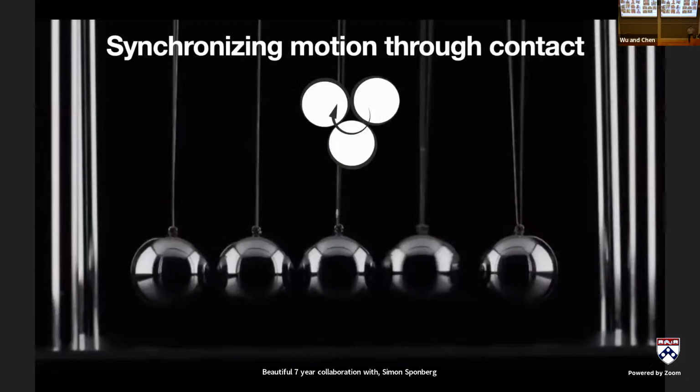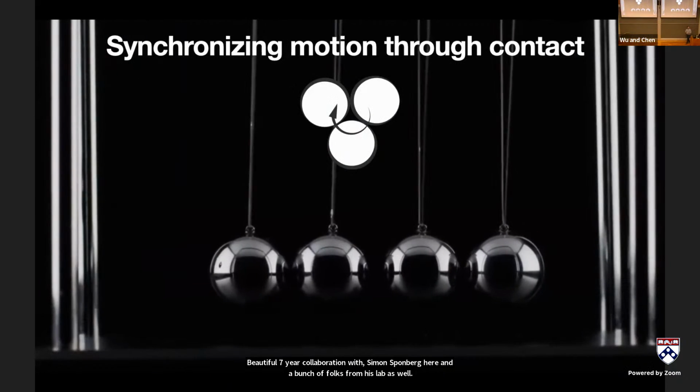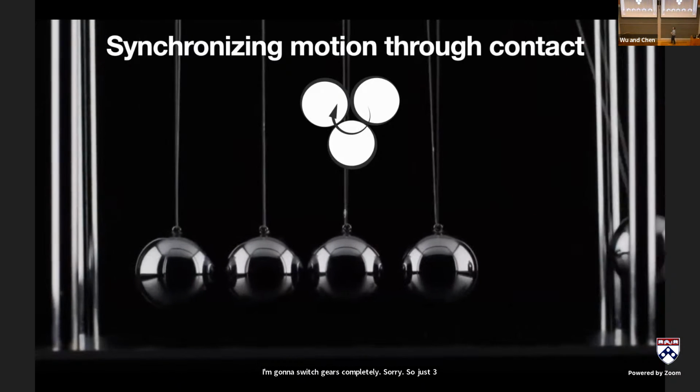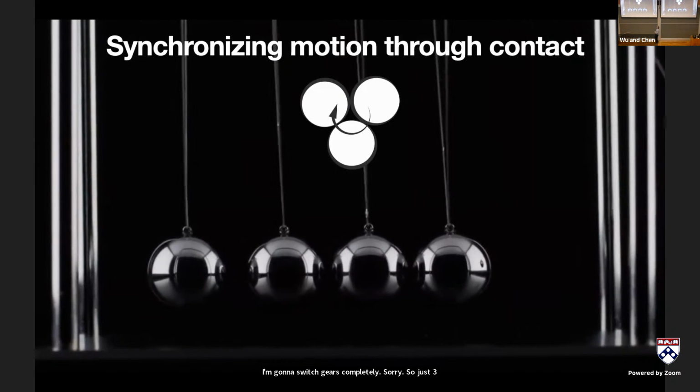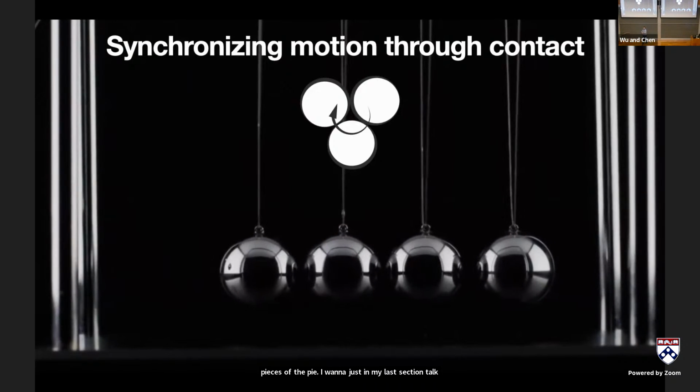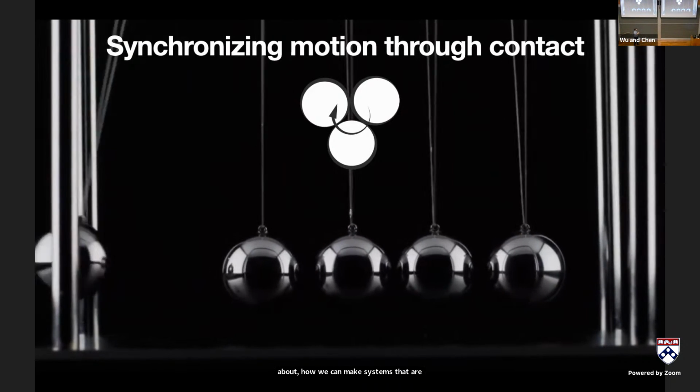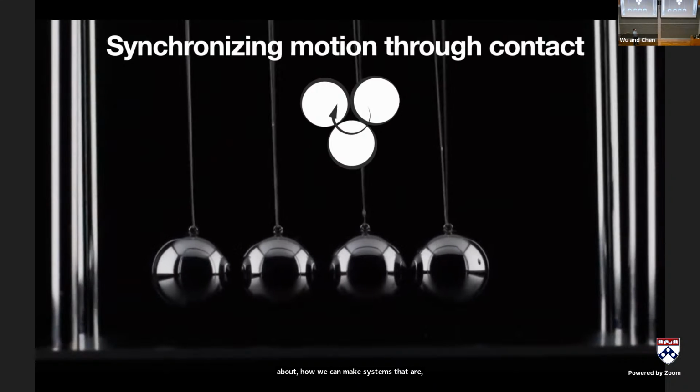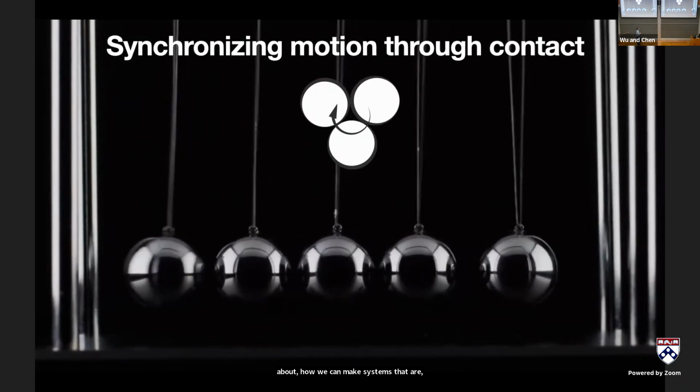I'm going to switch gears completely. Sorry. So just 3 pieces of the pie. I want to, in my last section, talk about how we can make systems that are separate and that don't communicate with each other through electrical communication synchronize their movement.